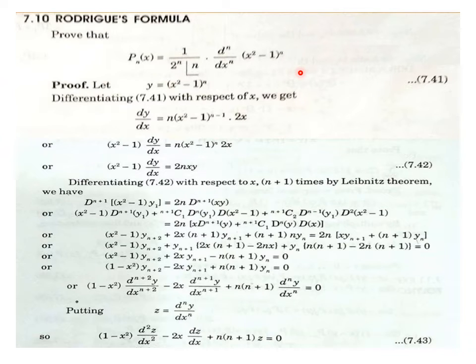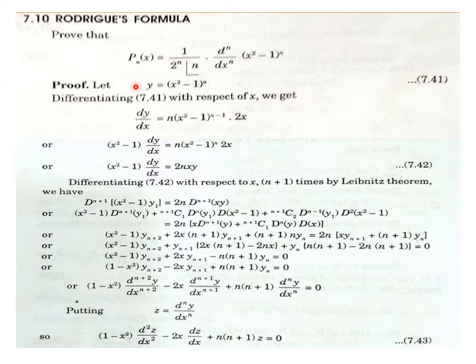P n x equals 1 upon 2 power n into factorial n into the nth order derivative, that is d n by d x n, of x square minus 1 whole power n. What about the analysis of this formula? It is providing us P n x, meaning Legendre's function. So it's nothing but an alternative form of Legendre's function. Let's talk over its derivation.